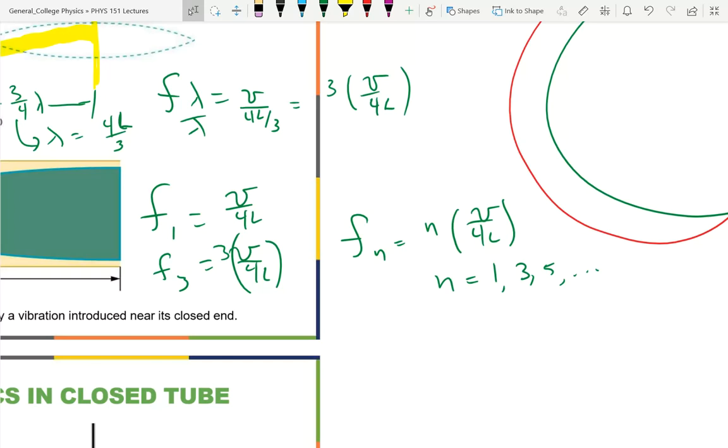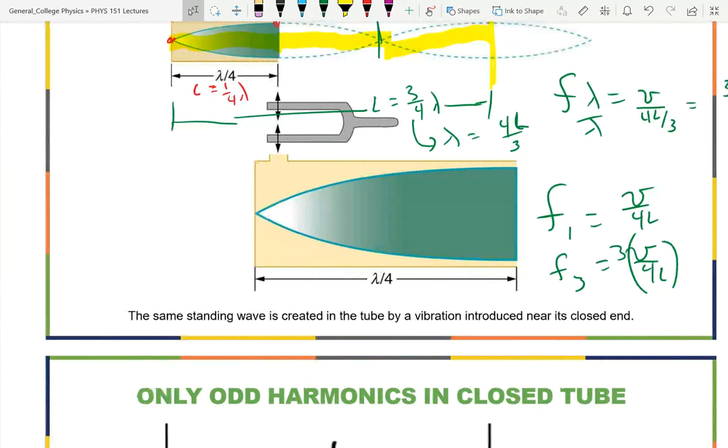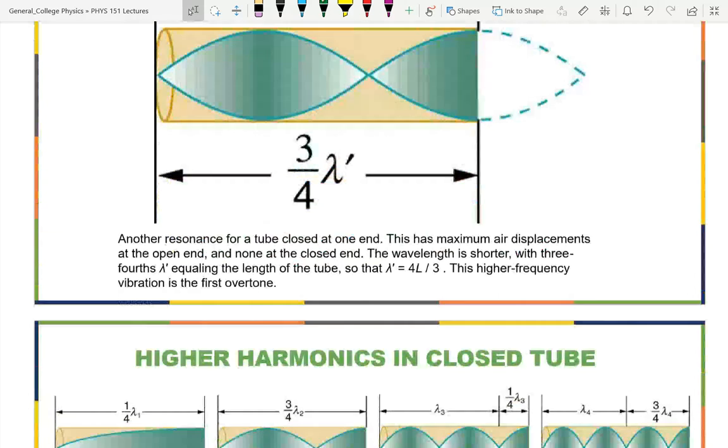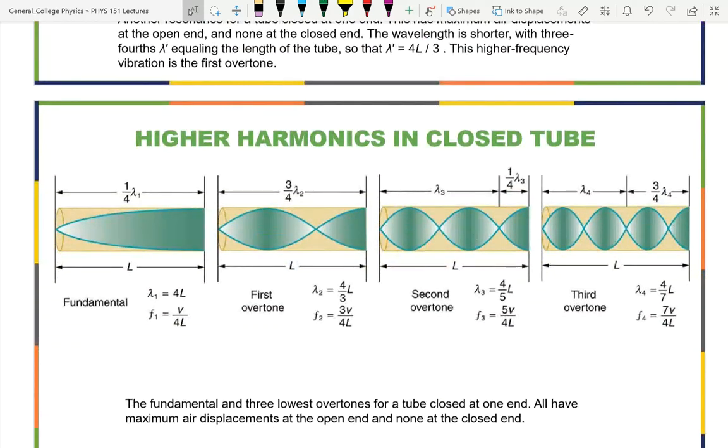Okay, so we've talked about the closed tube. Here's a picture showing the different geometries for making a note in a closed tube and the frequencies. This is from our textbook. It calls it F2 using 3 and F3 using 5. That's not standard. Standard is to just use F1, 3, 5 and not use the even numbers.